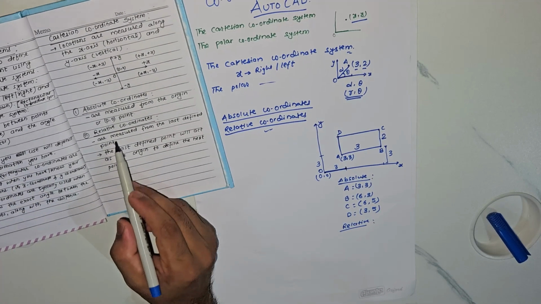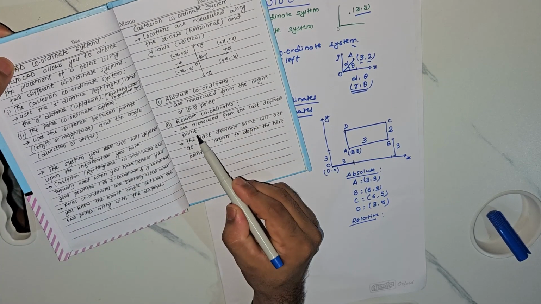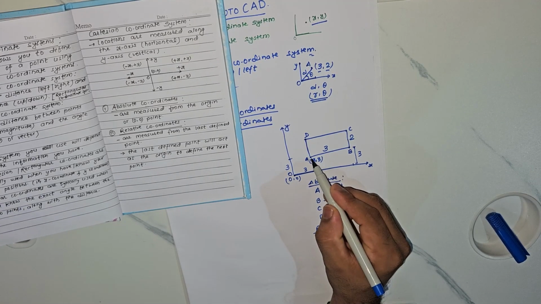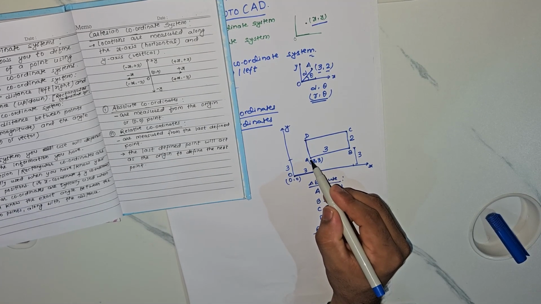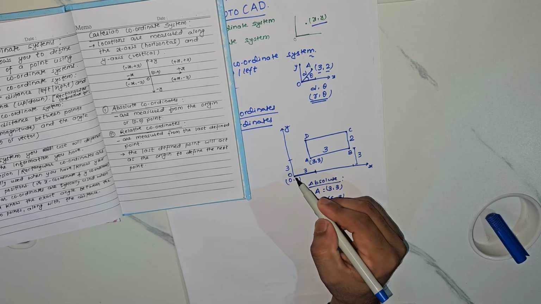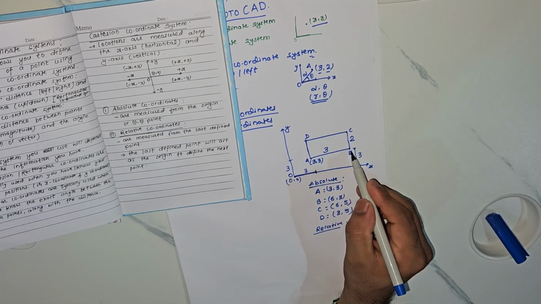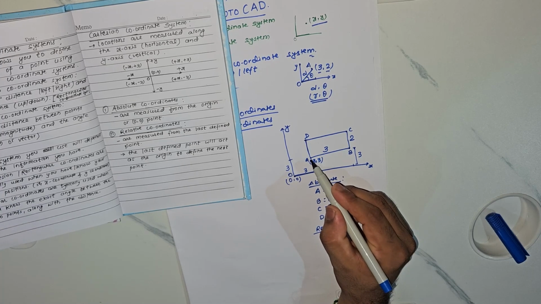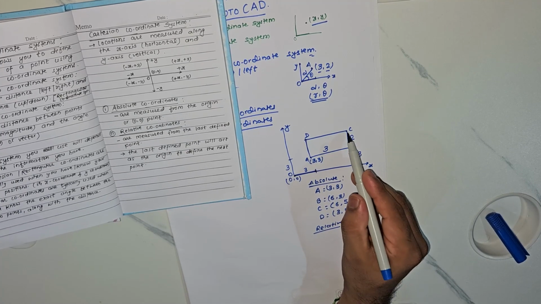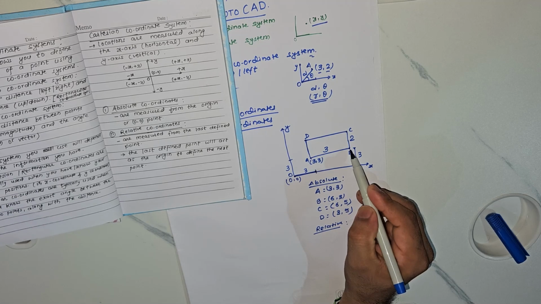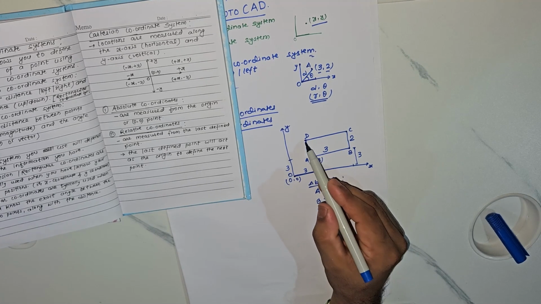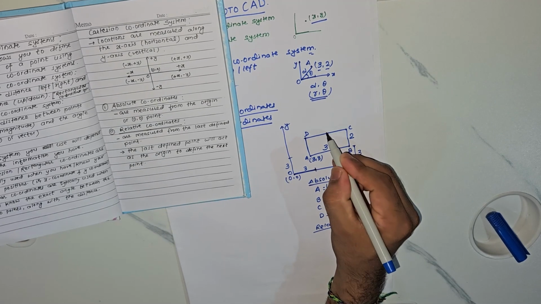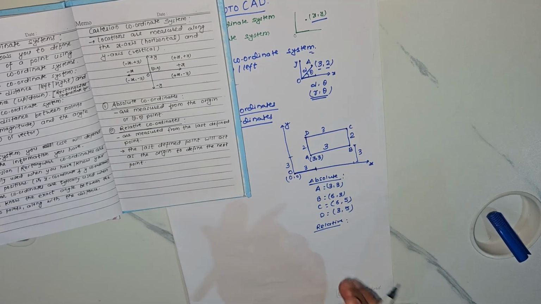In the relative coordinate system, the coordinates are measured from the last defined point. For example, if you are writing the coordinates of A, the coordinates will be measured from O. If you are writing the coordinates for B, the coordinates will be measured from A because the last defined point was A. For C, the last defined point will be B. For D, the last defined point will be C. So we have, this is 3 and this is 2.